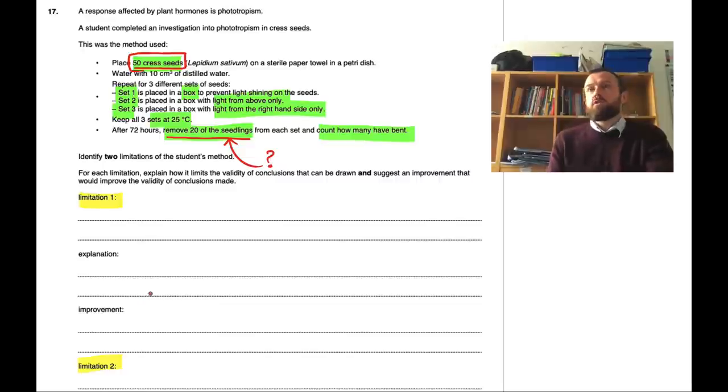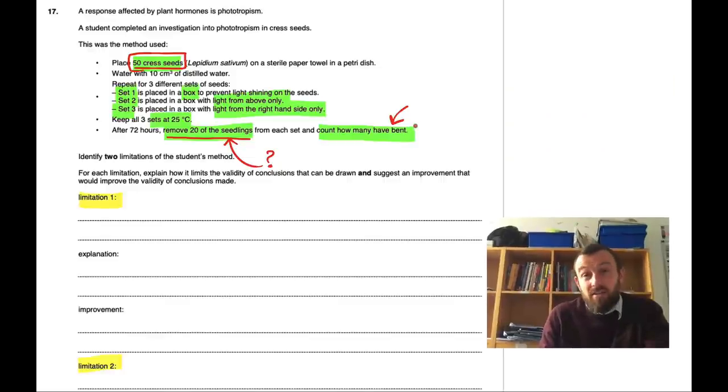An improvement might be to use a random number generator to select them, or potentially maybe only do 20 cress seedlings on a paper towel and then take all of them out and count them. Another thing is count how many have bent. Is that very scientific? Like, you know, 10 of them have bent out of 20? How about measuring the bend, quantifying it somehow? Let's get some actual quantitative data as opposed to qualitative data. Maybe we could use a little, what's it called, a protractor, to measure the degree of bend for each seedling to get an average, perhaps.